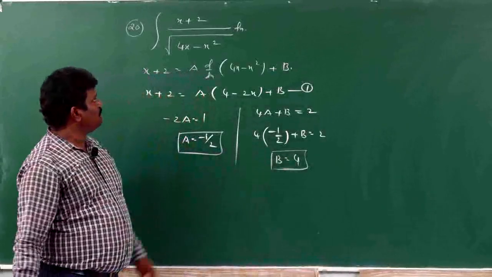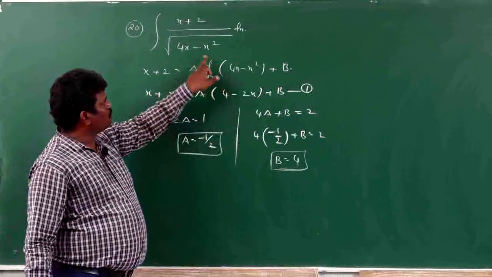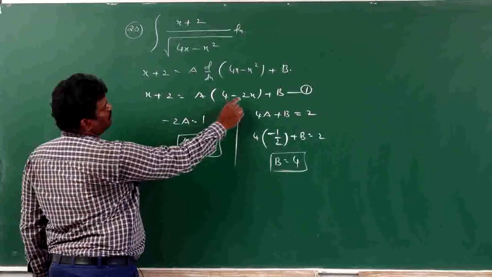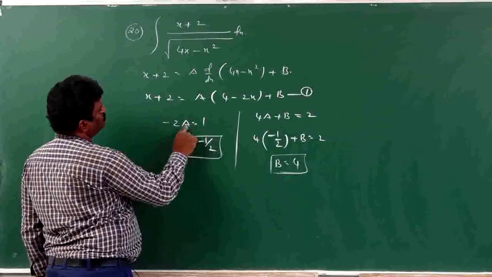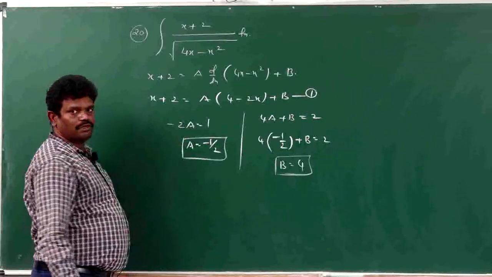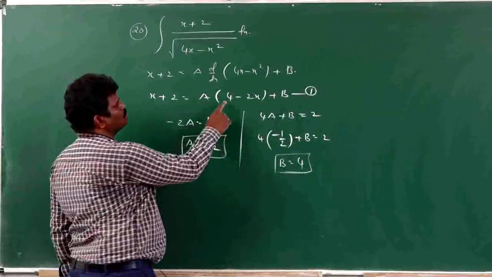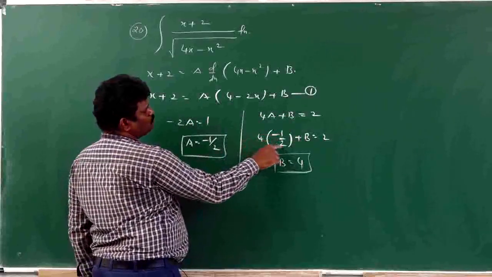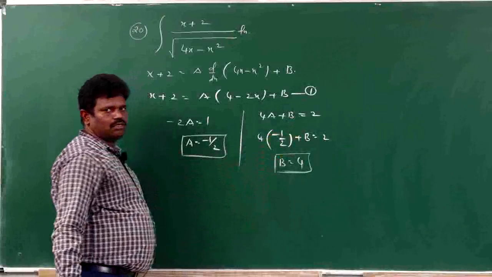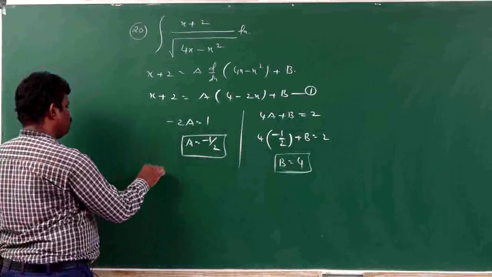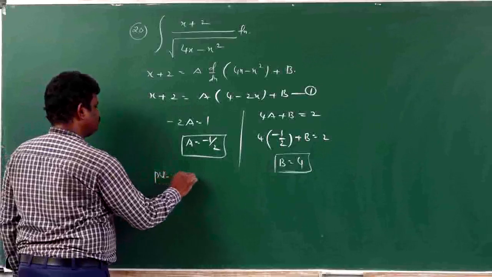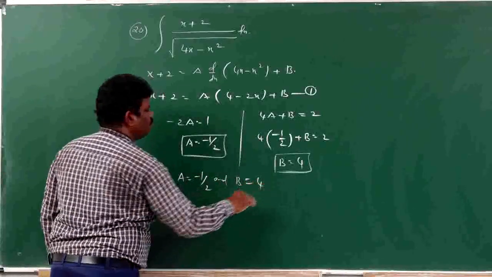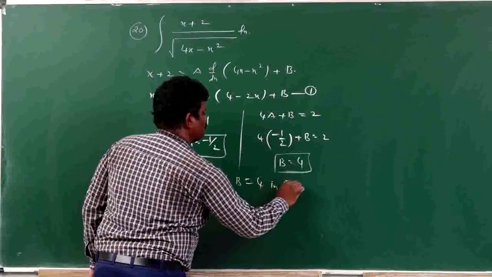Correct, Sima? The first derivative of this function is 4 and again minus 2x. Now comparing the coefficients: minus 2 into a, minus 2a, is equal to the x coefficient 1, so a is equal to minus 1 by 2. Then 4a plus b is equal to 2. Putting minus 1 by 2 for a, 4 into minus 1 by 2 is minus 2, taking it to the other side, b is 4. Now put a is equal to minus 1 by 2 and b is equal to 4 in equation 1.